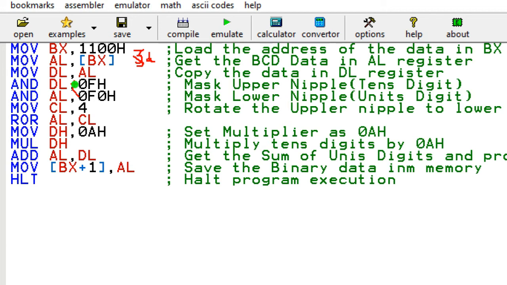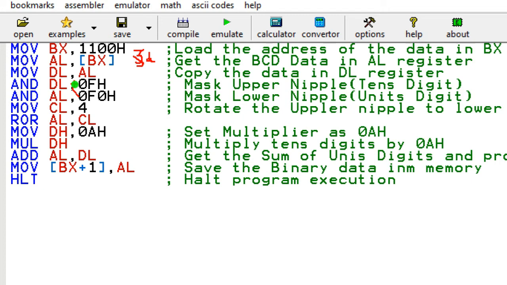What is the result now available in the AL register? The AL register contains the value of 1E. 1E is the result because 3 is multiplied by 10. That value becomes 30. The 30 equivalent hexadecimal number, that is a binary number, is 1E. The value is stored in the AL register.